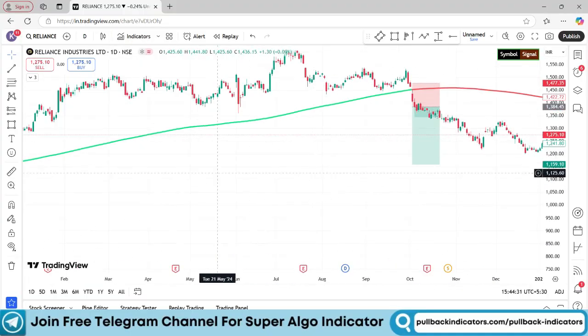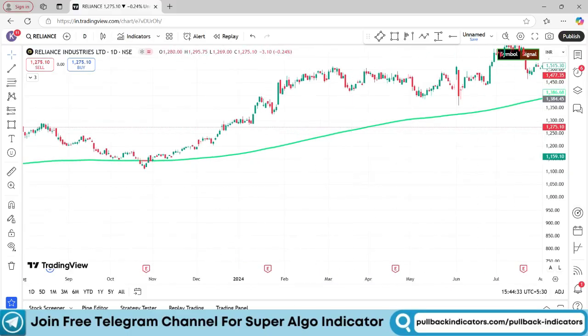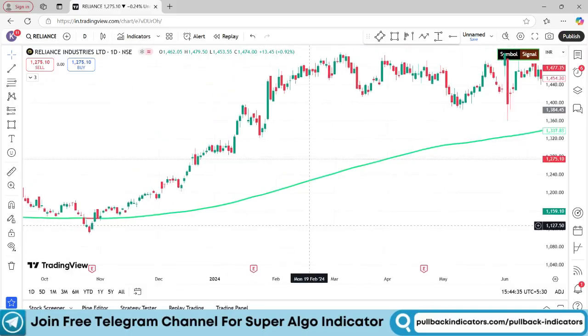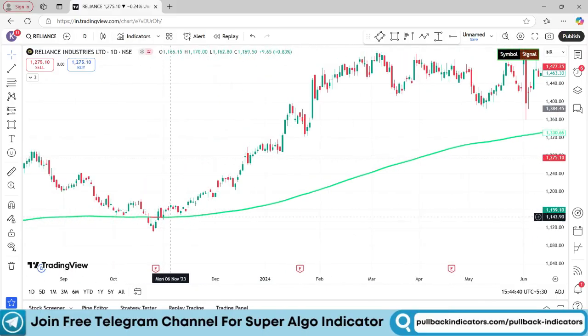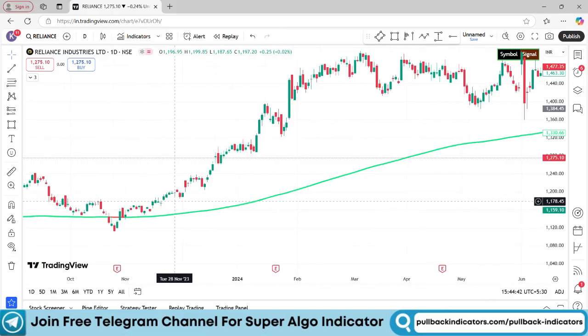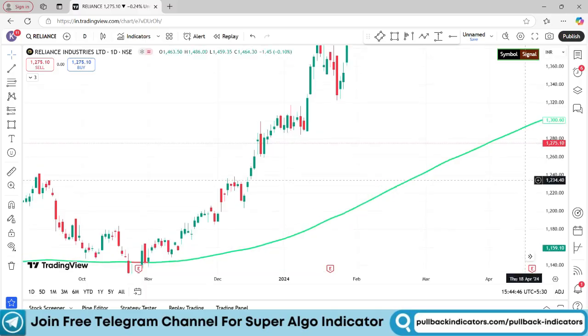Okay, now let's see for the long side what is happening here. So now see what happened here. There was a cross happening, the price went down and the cross was happening on this specific zone. I am just looking for the long side entry.